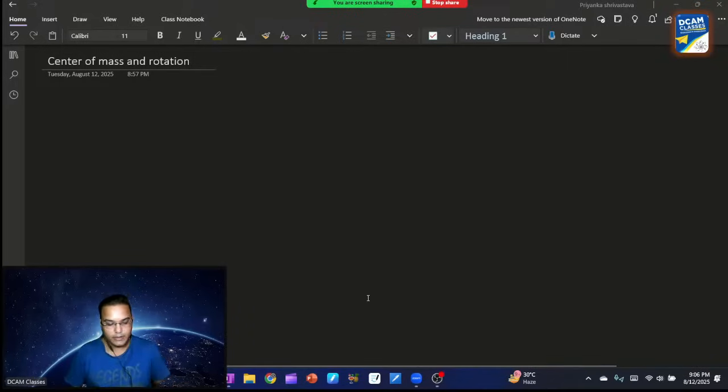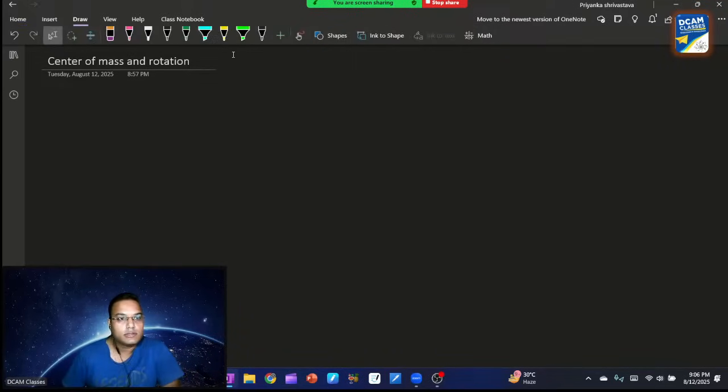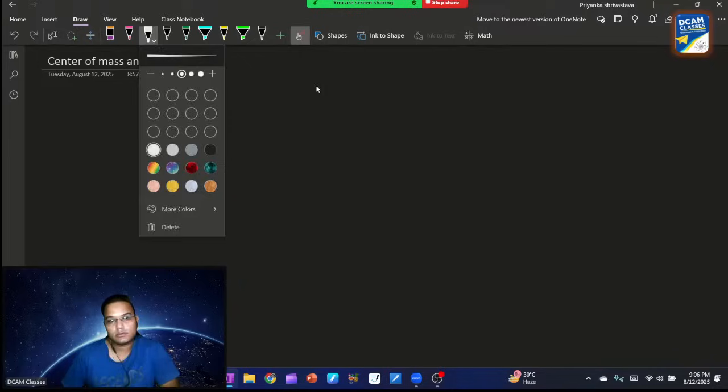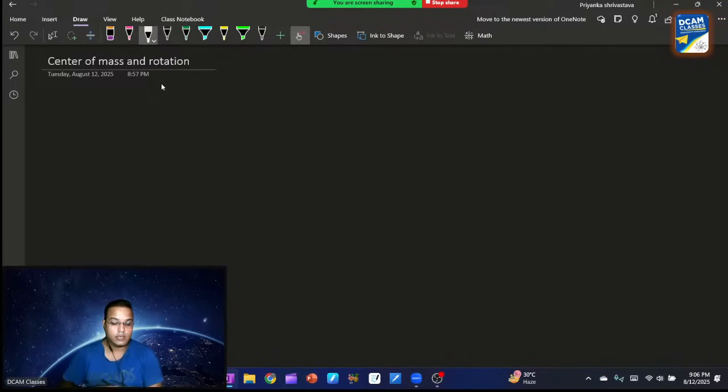Today we'll be starting center of mass. Center of mass and rotation. It is center of mass. What it is? What center of mass is?